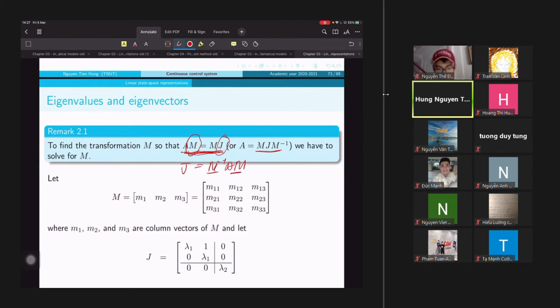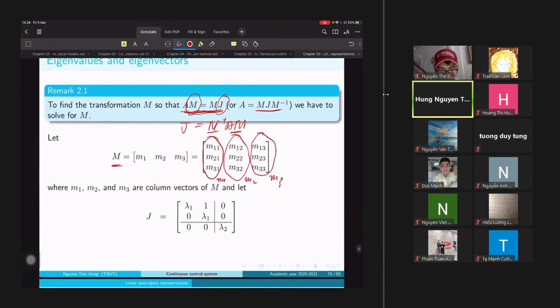So M is the container of the eigenvectors of this. I assume that M can be represented in this form: this is the first vector, this is the second vector, and this is the last vector. So this is M1, this is M2 and this is M3. We assume that, as in the previous example, you got lambda 1 repeated 2 times, and here only lambda 2. Now we calculate.